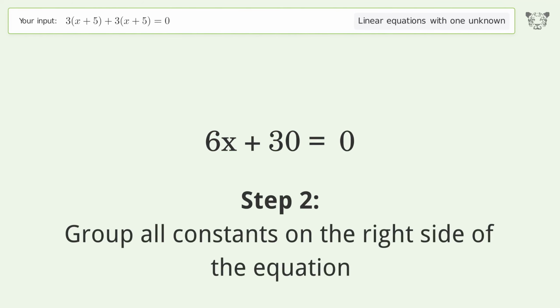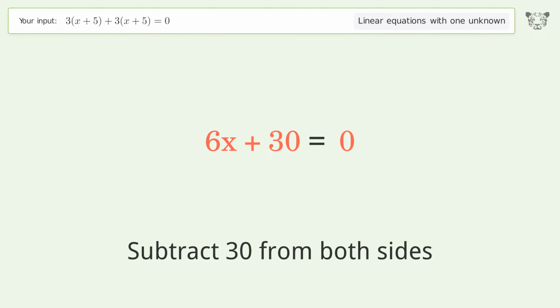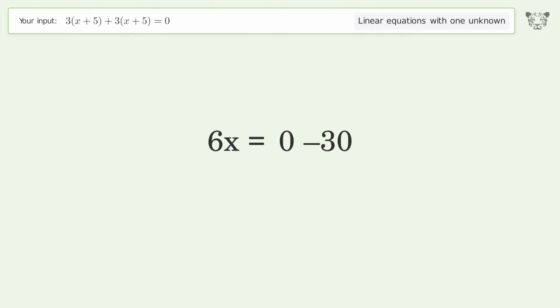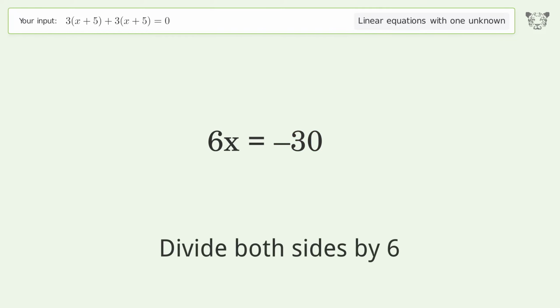Group all constants on the right side of the equation. Subtract 30 from both sides. Simplify the arithmetic. Isolate the x. Divide both sides by 6.